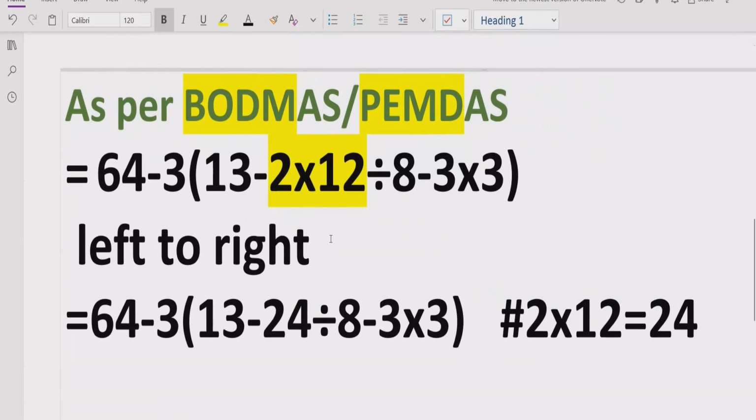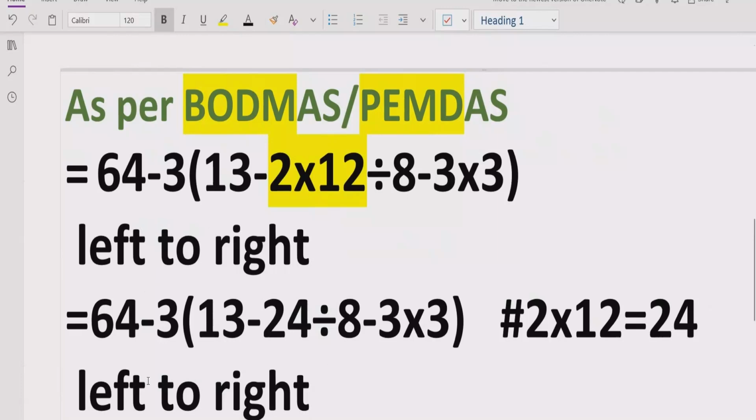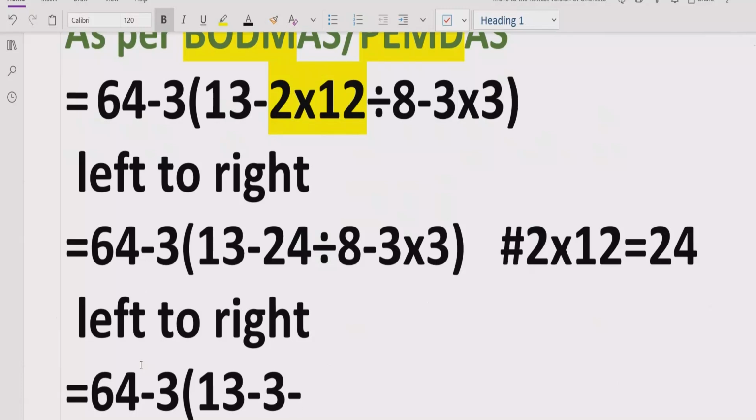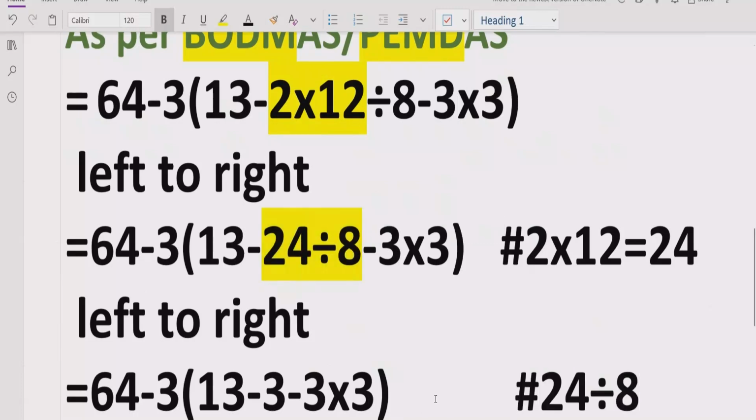Now move forward. Again, we have to solve the division and multiplication. And till we have solved all division and multiplication inside the bracket, we have to repeat this step. So now we write again 64 minus 3 and 13 minus 24 divided by 8, which is equal to 3. Minus 3 multiplied by 3. Again, we have to write this one as it is. And here we have to solve this one. So we will write 24 divided by 8, which is equal to 3.